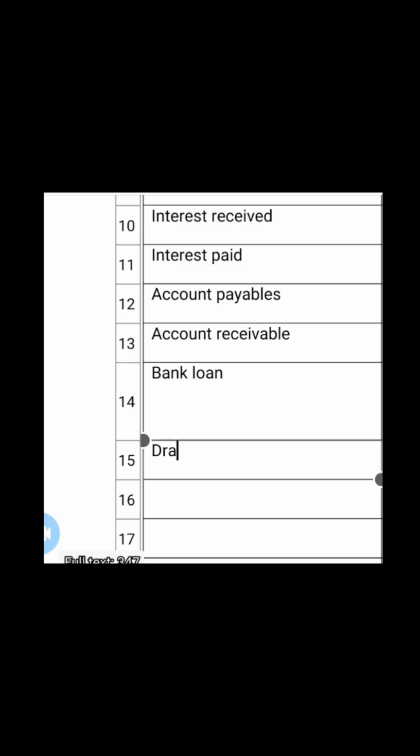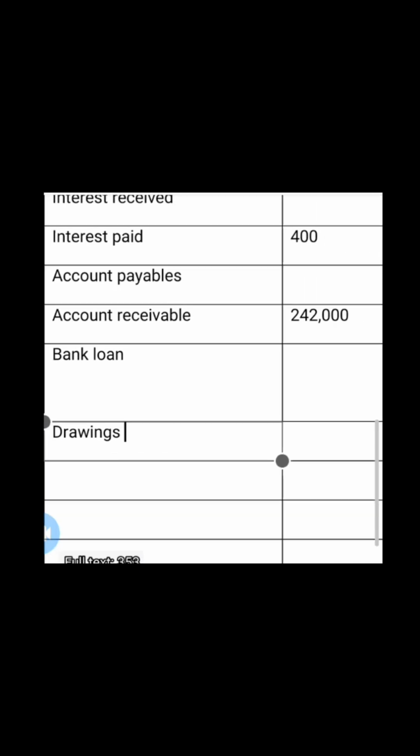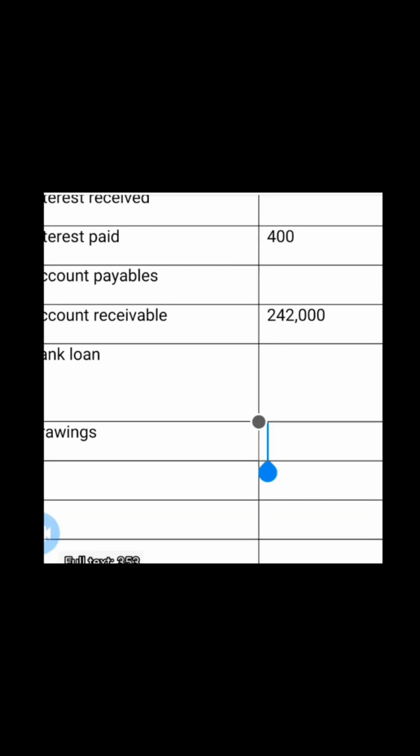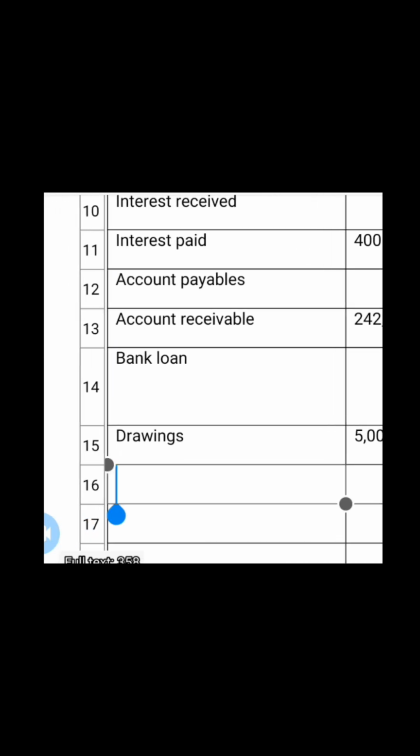The next account is a drawing account. This drawing account is going to be debited because it's actually something that makes cash go out of the business. As you can see here, drawing is actually debited. Drawing is the act of the proprietor taking money out of the business for non-business use, that's for personal use.